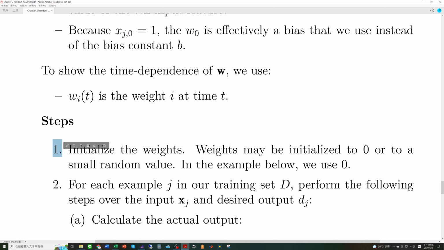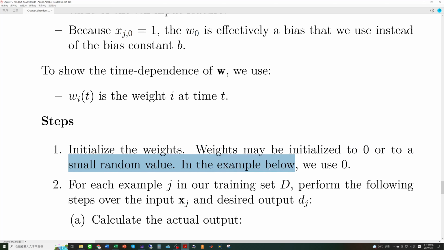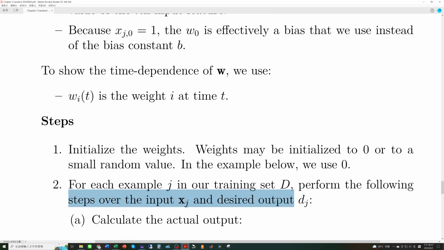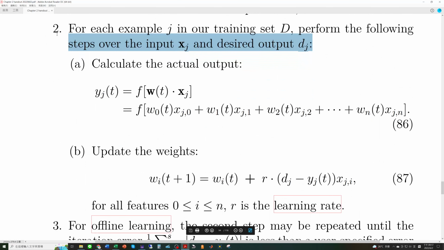The first step is to initialize the weights. Weights may be initialized to 0 or to a small random value. In the example below, we use 0. For the second step, for each example j in our training set D, perform the following steps over the input xj and desired output dj.